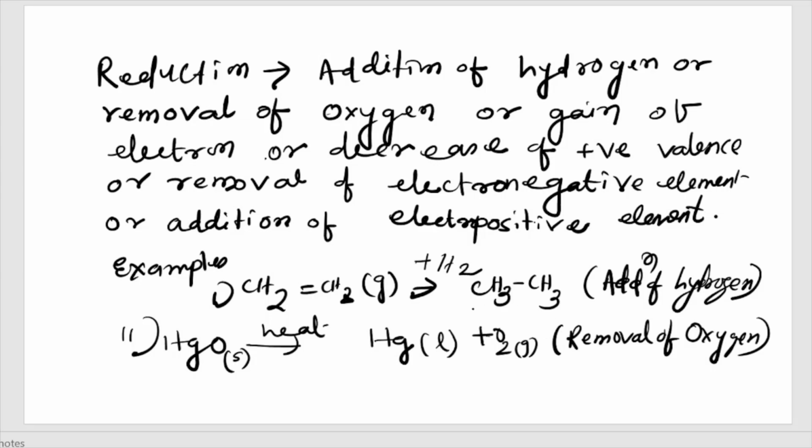If you add hydrogen, then it changes to ethane. This is called ethane. So ethene changes to ethane. This is addition of hydrogen. HgO changes to Hg plus O2. Hg means mercury. Here you can observe oxygen is removed. I told in the definition, removal of oxygen is also called reduction.